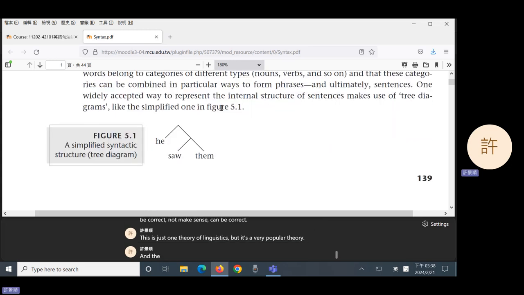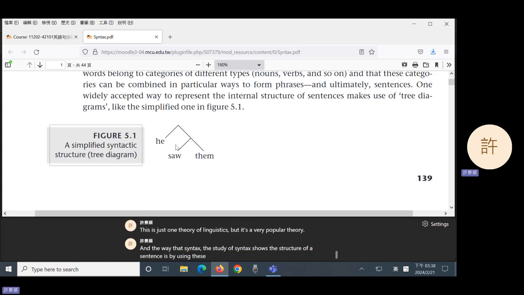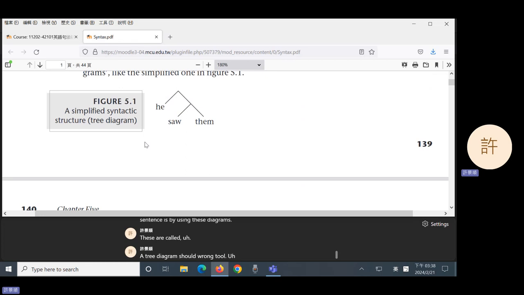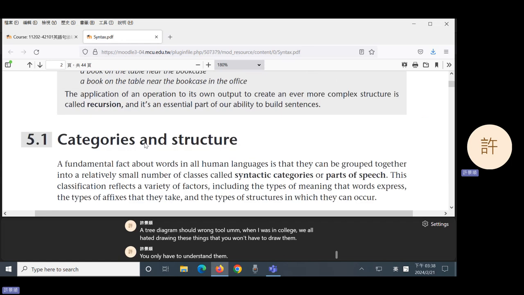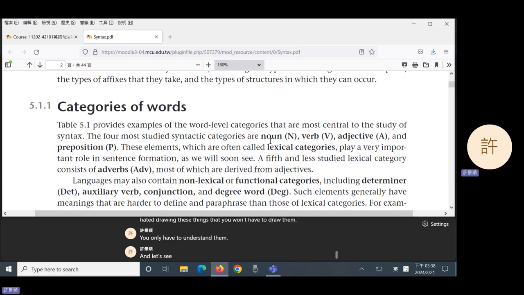And the way that syntax, the study of syntax, shows the structure of a sentence is by using these diagrams. These are called a tree diagram, 树状图. When I was in college, we all hated drawing these things. But you won't have to draw them. You only have to understand them. And let's see, categories of words.